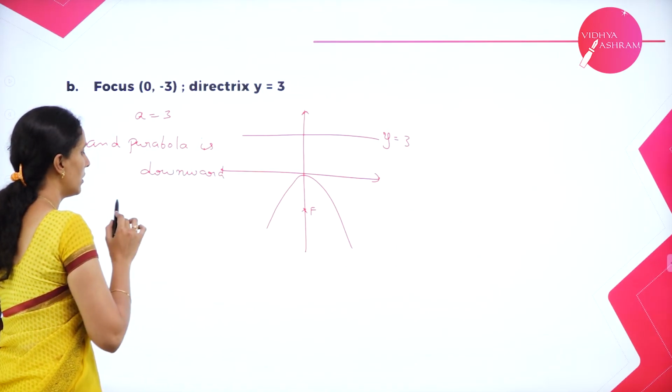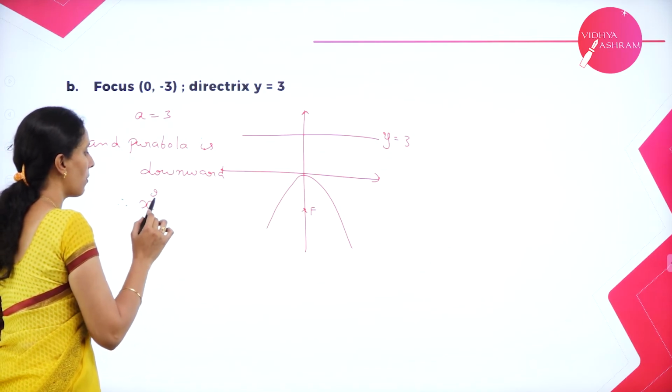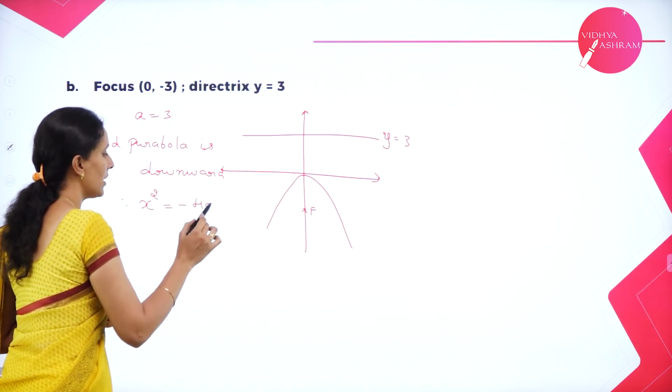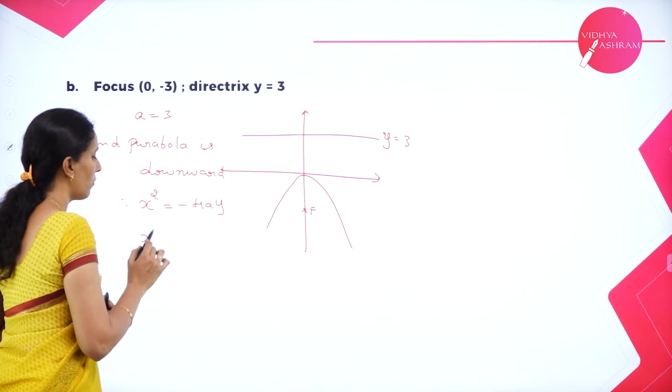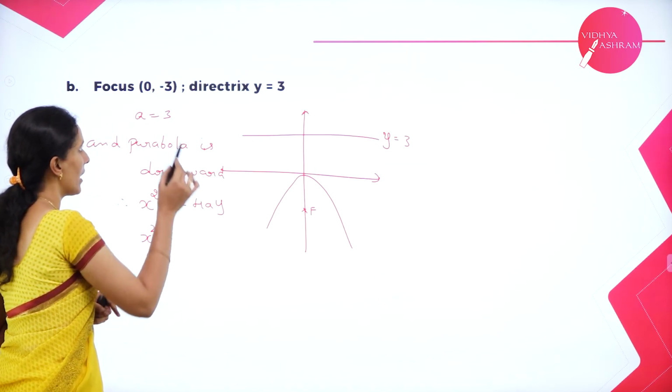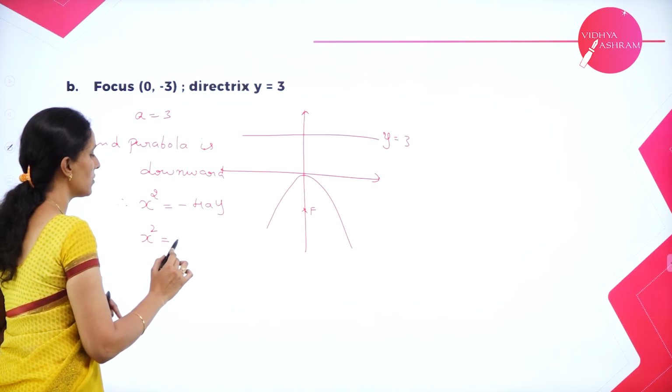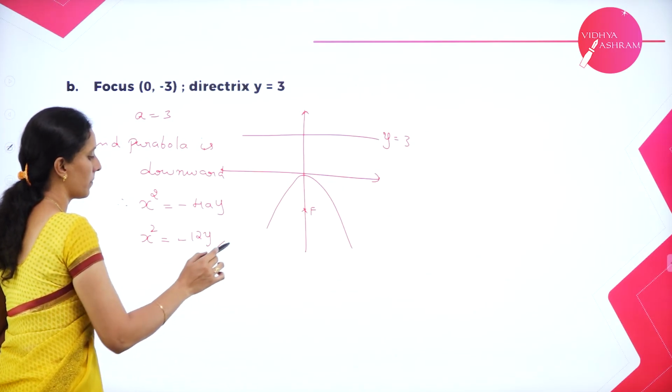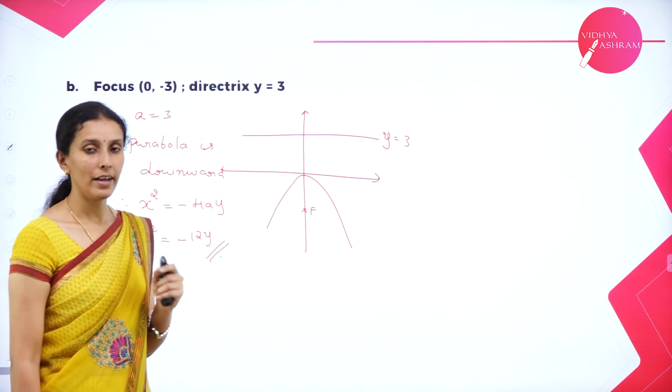So therefore, the general equation of downward parabola is x square is equal to minus 4ay. So therefore it becomes x square is equal to, a value is 3, so therefore it is 4 3s are 12y. This is the standard equation.